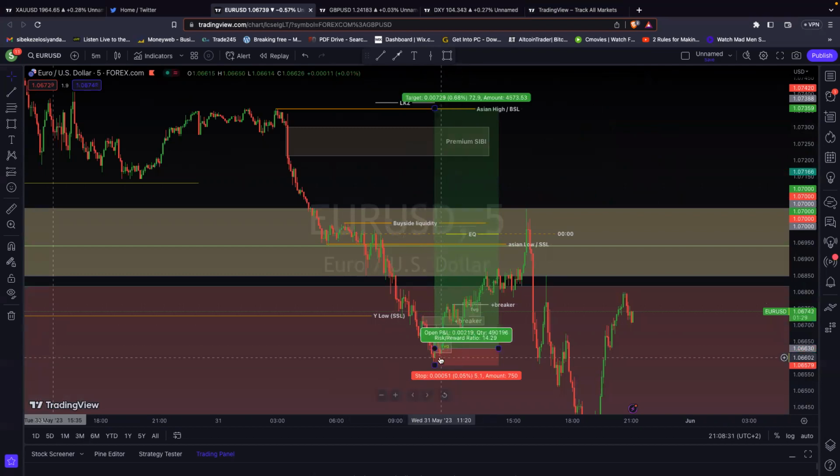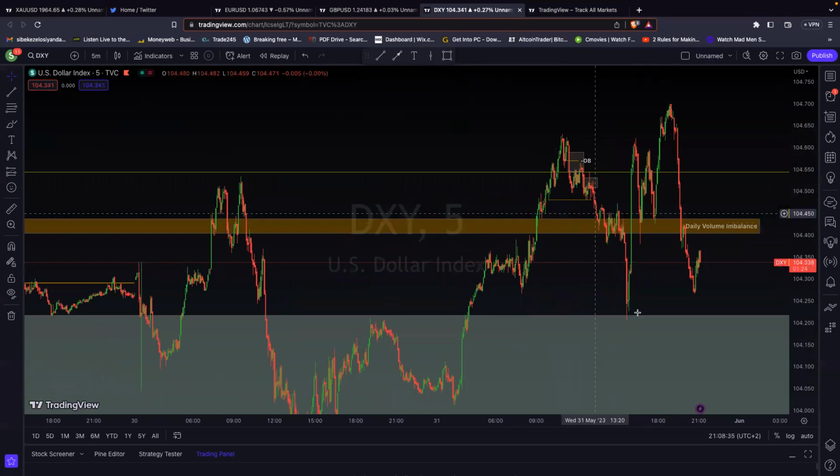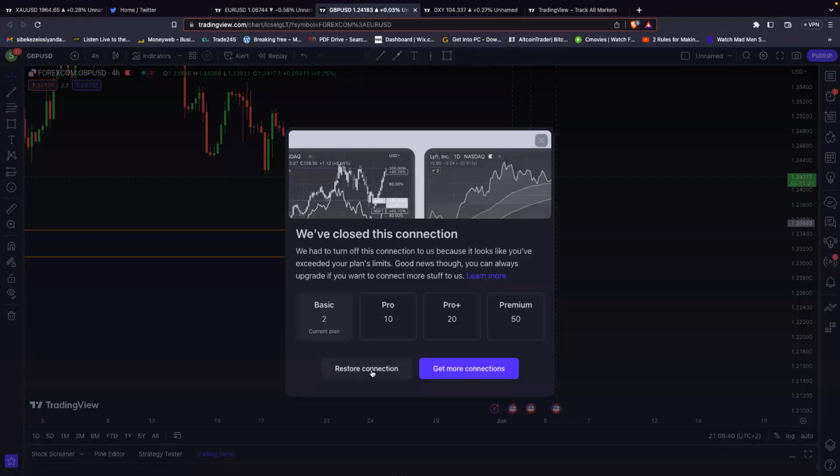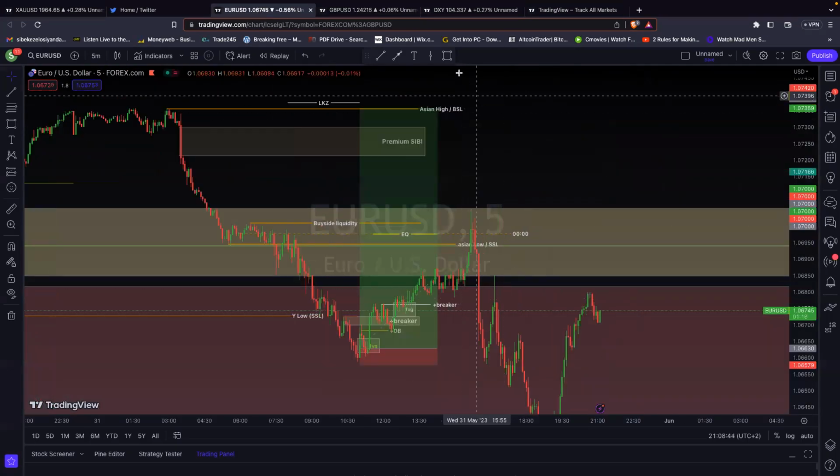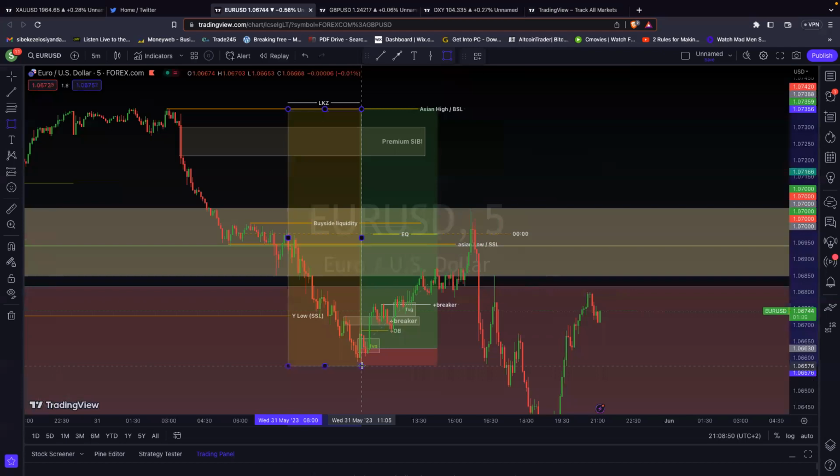I anticipated dollar to react, to come back a bit down here. It was during London kill zone. London kill zone South African time starts from 8 to 11. So I'm just gonna highlight my London kill zone here. Where is it here? So it was during London kill zone, and then this thing printed the model here.